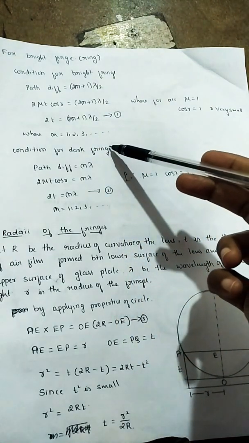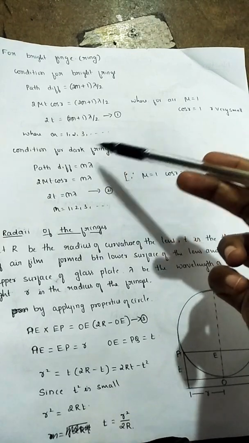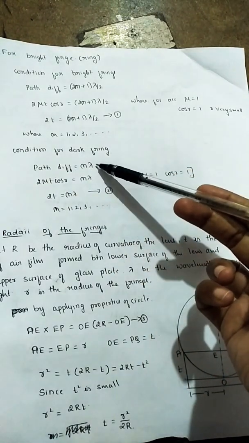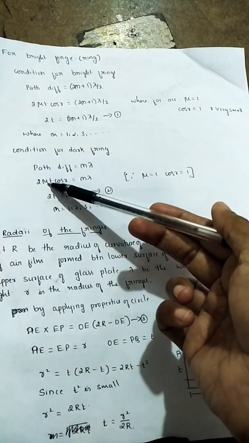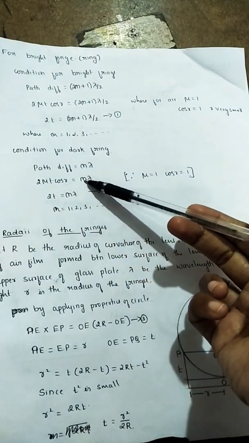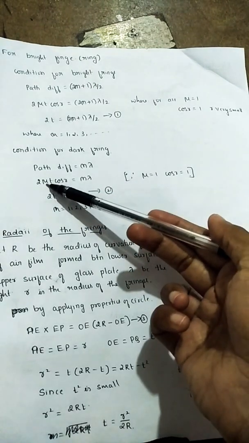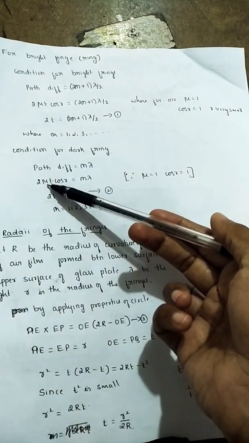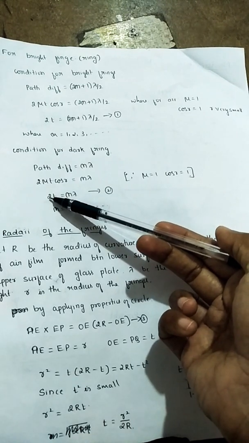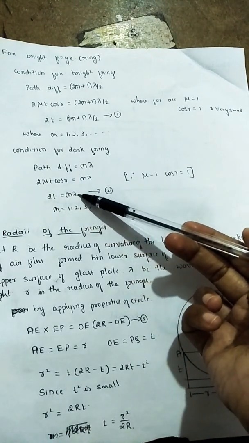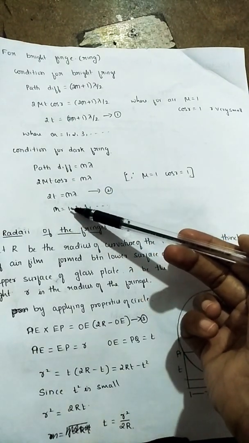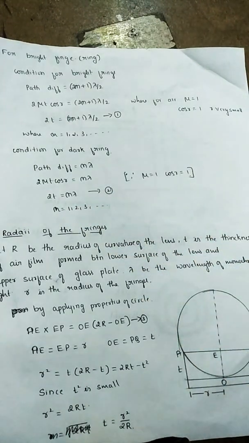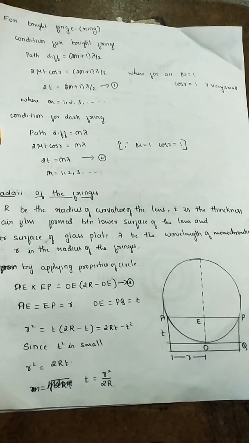Let us consider the dark fringe. If the path difference is equal to m into lambda, then we'll get the dark fringe. We know that the path difference is equal to 2 mu t cos r, which is equal to m lambda. Here mu is equal to 1 and cos r is equal to 1. Therefore, this equation can be written as 2t is equal to m lambda. Take it as equation number 2. Here also m varies as 1, 2, 3 and so on. And let us calculate the radius of the fringes.